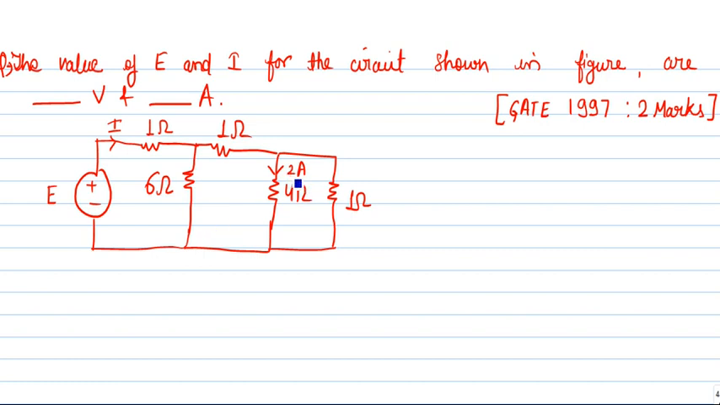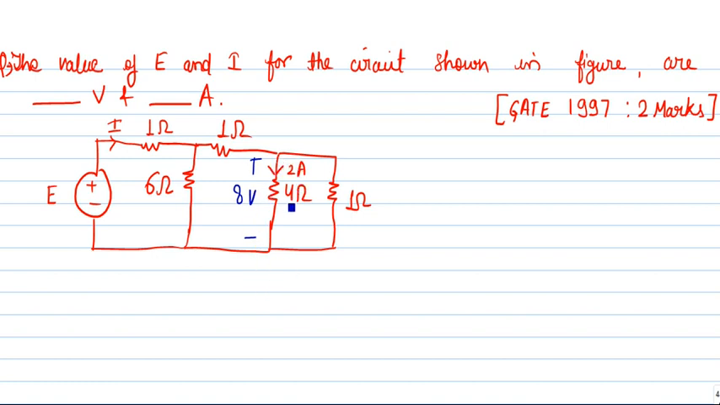So here we can see 2 ampere current is flowing through the 4 ohm resistance. So here the voltage developed will be equal to I into R. I is 2 ampere and R is 4 ohm. So the voltage will be 8 volt.